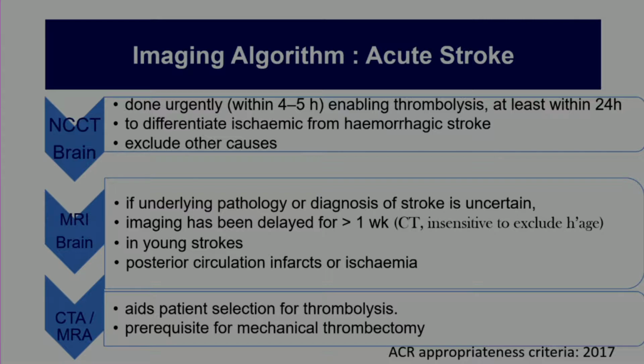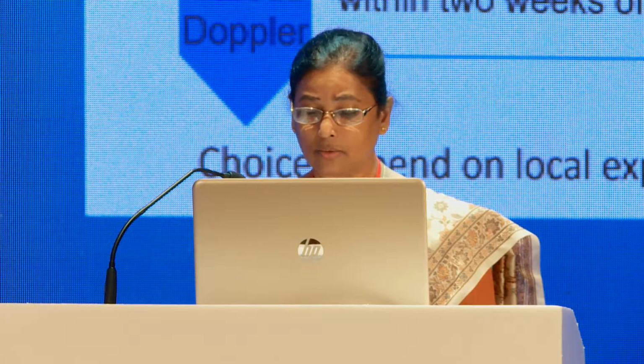So acute stroke, I think this may be addressed somewhere else also in this conference. But we always do NCCT brain, and it is done urgently within 4 to 5 hours. I think now all the hospitals are geared for this, where you have stroke units, which enable thrombolysis at least within 24 hours. We try to do it, and differentiate ischemic from hemorrhagic stroke, and to exclude any other causes.